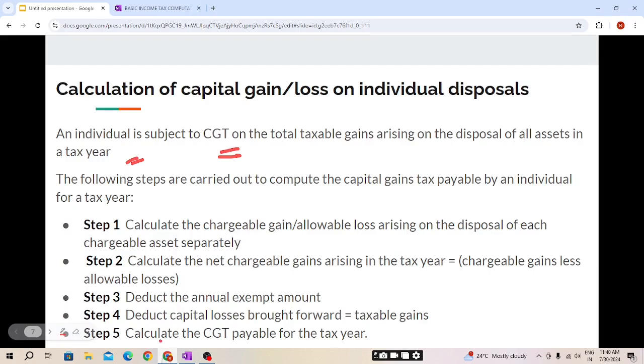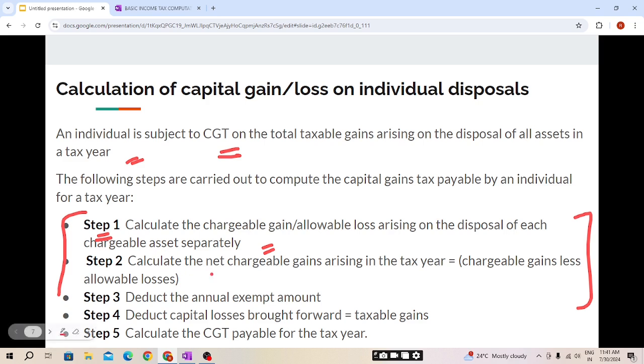Now students, we have to see the 5 steps which we need to follow to calculate the capital gain tax. The step 1: calculate the chargeable gains or allowable loss arising on disposal of each asset separately. So students, the first step is to calculate the chargeable gain or allowable loss on each individual asset, for each disposal of each chargeable asset separately.